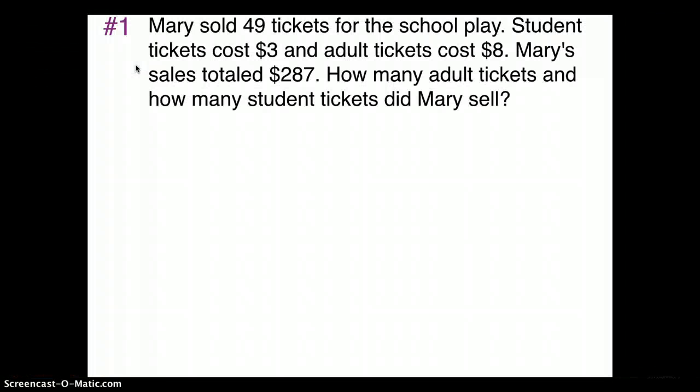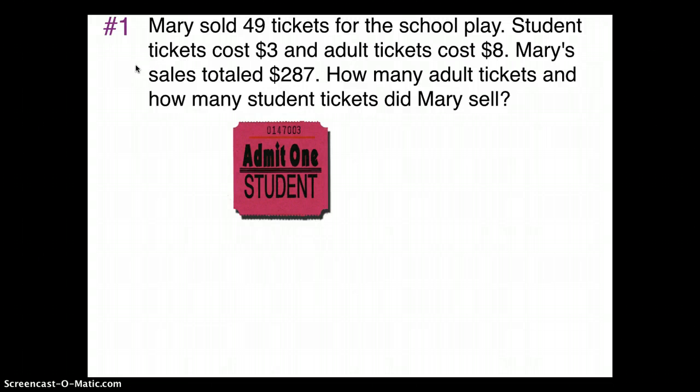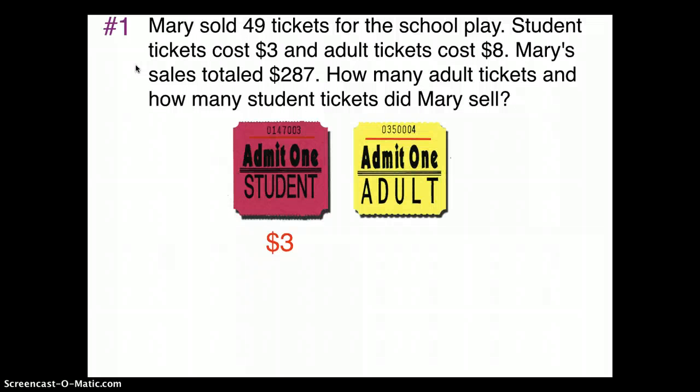Okay, so let's look at the first word problem. It says, Mary sold 49 tickets for the school play. Student tickets cost $3. So just to give ourselves a visual, that's the student ticket and it costs $3. Continuing to read, it says, and adult tickets cost $8. So again, as a visual, there's an adult ticket and we know that it costs $8.